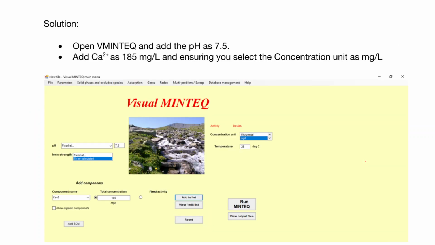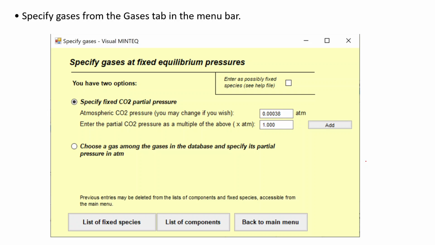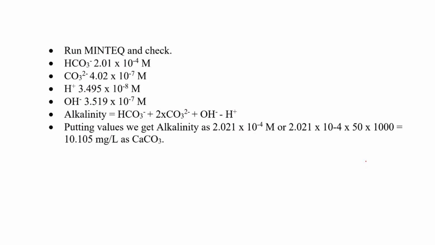How? First we will fix the pH to 7.5. Then calcium ion we are adding as 185 milligrams per liter, and we have to be very sure that we are selecting the concentration unit as milligrams per liter. Then we will fix the gases. So partial pressure is added, 0.00038 atm, as given in the question. Then we will just run Visual MINTEQ, and this is all we will get: bicarbonate concentration, carbonate concentration, H+, OH.